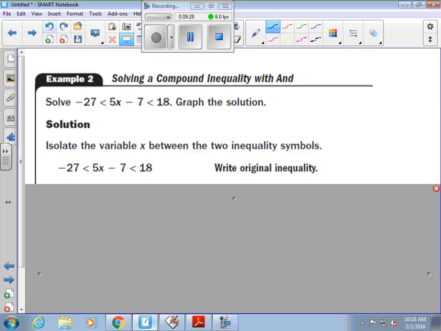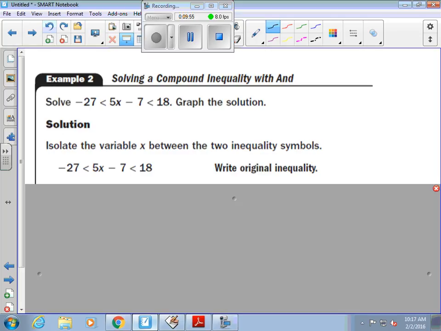Example number 2 says solve -27 is less than 5x minus 7, which is less than 18. I told you guys about this before we started. You have not only a left and a right side now, you got a middle, a left, and a right. Whatever you do to one portion, you have to do to all three portions. So in the middle, you still work your order of operations the same way. You undo addition and subtraction, then you undo multiplication and division.